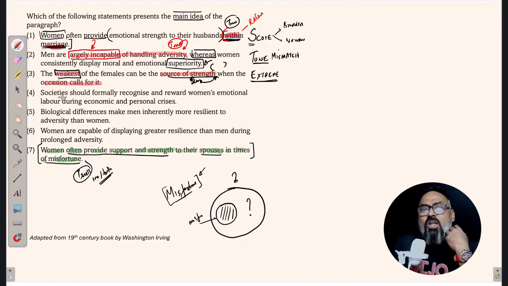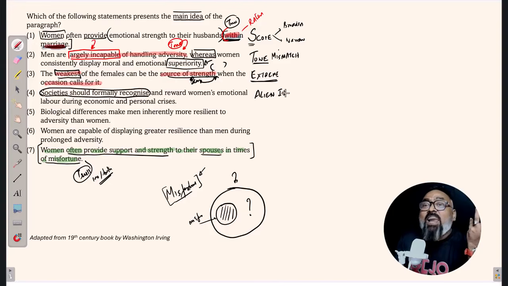Look at this. Society should formally recognize and reward women's emotional labor during economic and personal crisis. Society should formally recognize. Where does this come from? It's an alien issue. It's an alien idea, not alien words.